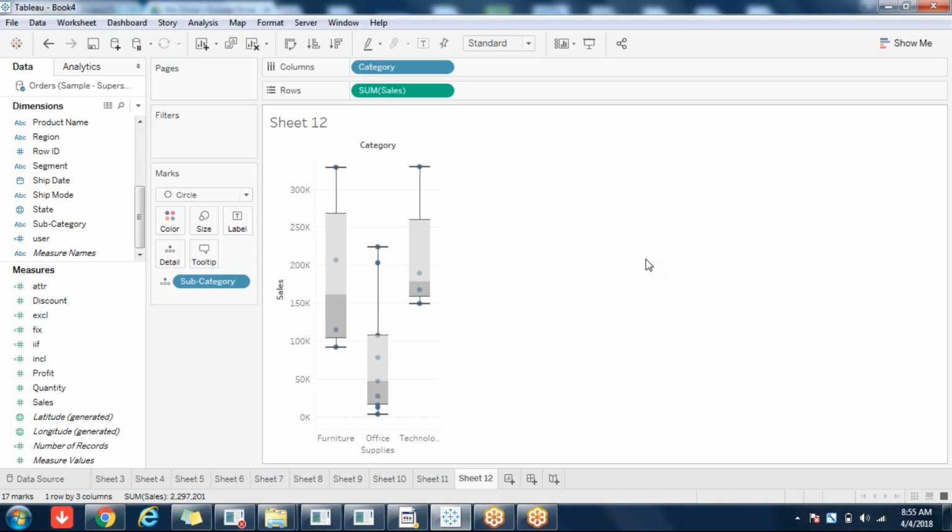So box plot, as I told you, is used to understand the data distribution with respect to a median. What is median? Median is nothing but minimum plus maximum divided by 2. Correct or wrong?